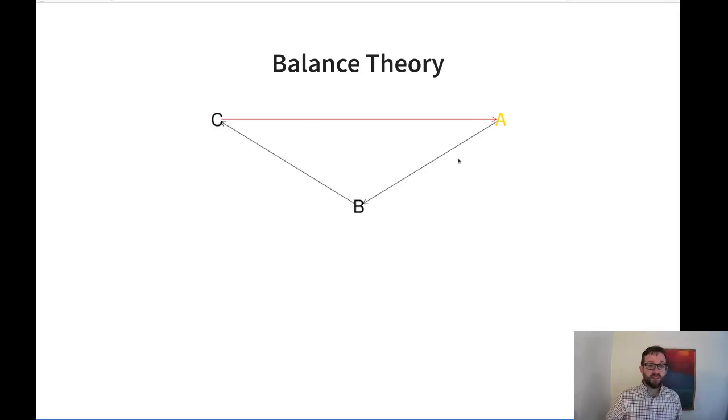But what if this is love? A is in love with B, and B is in love with C, then C may be indifferent to A, but A probably hates C, right? So it really depends on what these relationships are. So in that case, this would be balanced, right? If this is in love and in love, then we would expect, going the other direction, a negative relationship. So a positive and a negative relationship there.